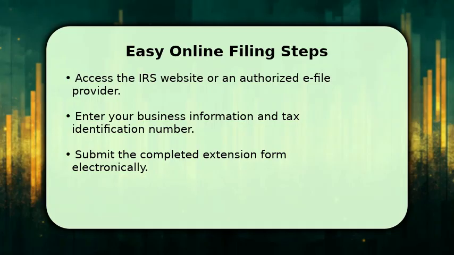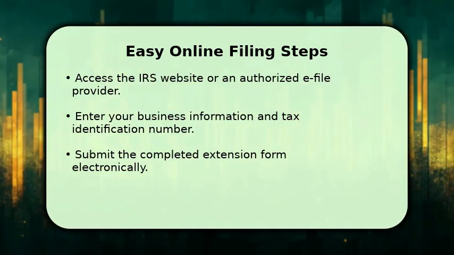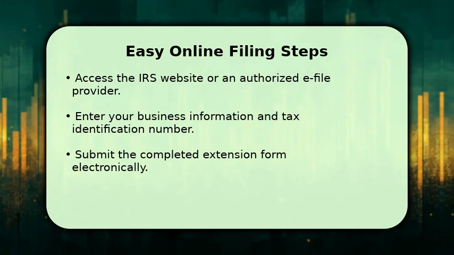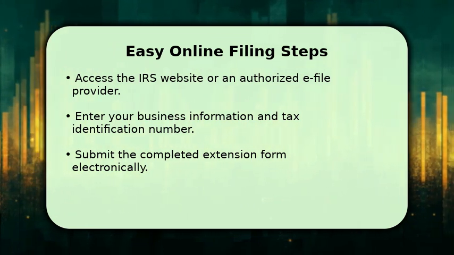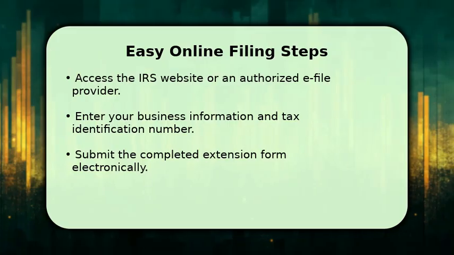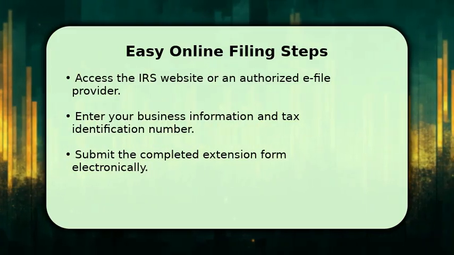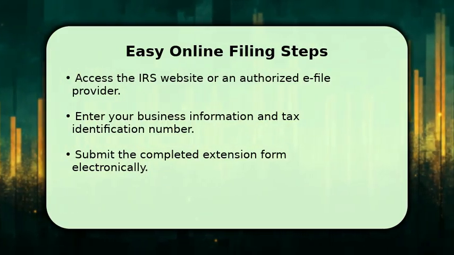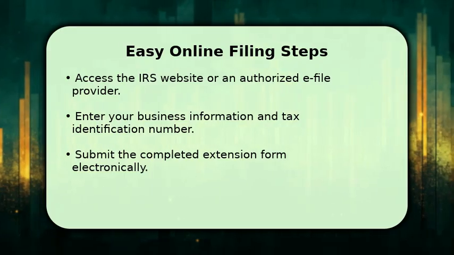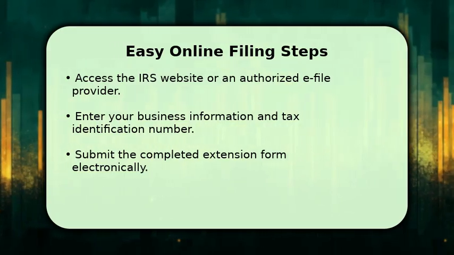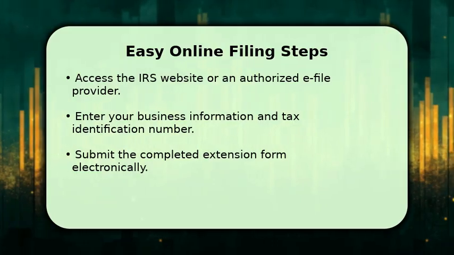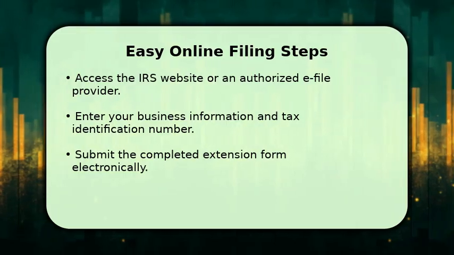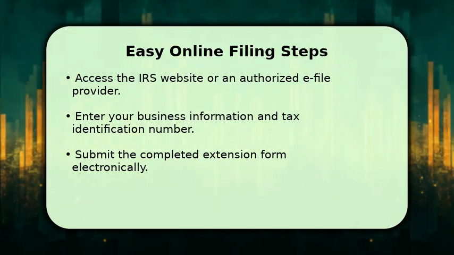Filing your business tax extension online is designed to be quick and efficient. You can easily access the official IRS website or utilize a trusted, authorized e-file provider. Once there, you will be prompted to enter your business's essential information, including your employer identification number or social security number. After reviewing all details for accuracy, simply submit the completed extension form electronically, usually taking just a few minutes.